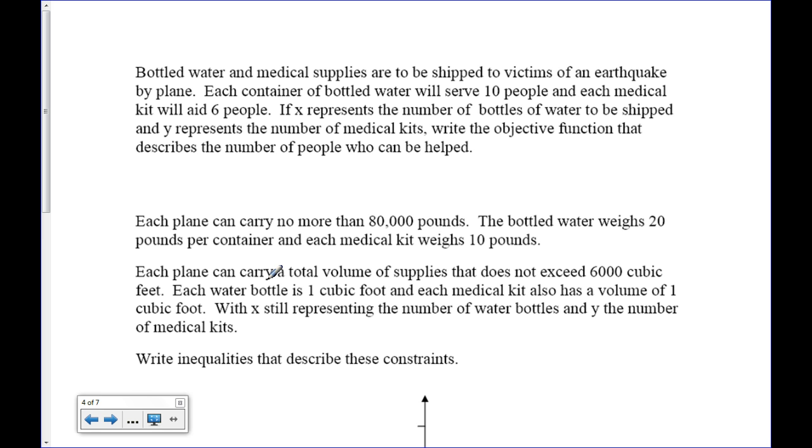It says, bottled water and medical supplies are to be shipped to victims of an earthquake by plane. Each container of bottled water will serve 10 people. That's probably an important fact that you need to know. And each medical kit will aid 6 people. That is also an important fact that you need to know.